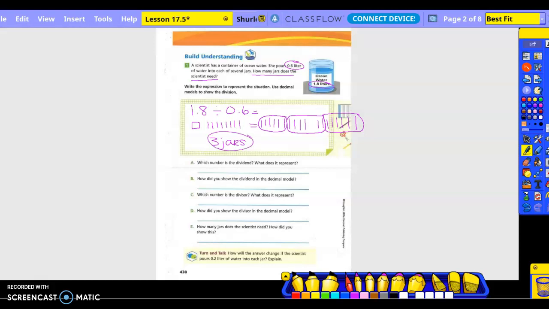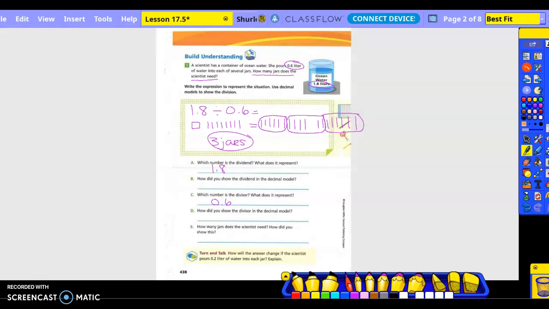Letter A, which number is the dividend? So what was our dividend? 1 8/10, right? How did you show the dividend in the decimal model? So we drew a what? 1 flat and 8 longs. Okay, which number is the divisor? So what was our divisor? 6/10. Okay, how did you show the divisor in the decimal model? So basically, we made what? We made groups of 6. Okay, that's how we represented it.